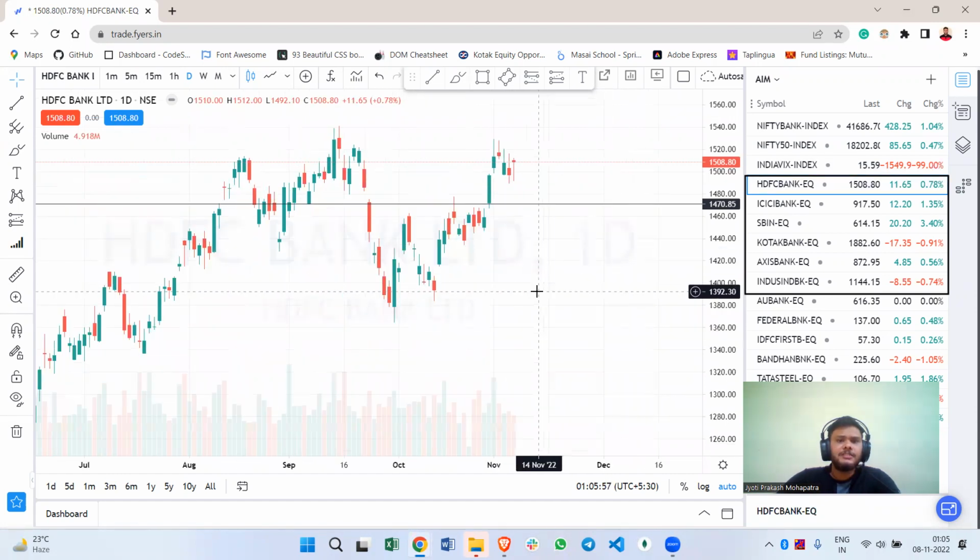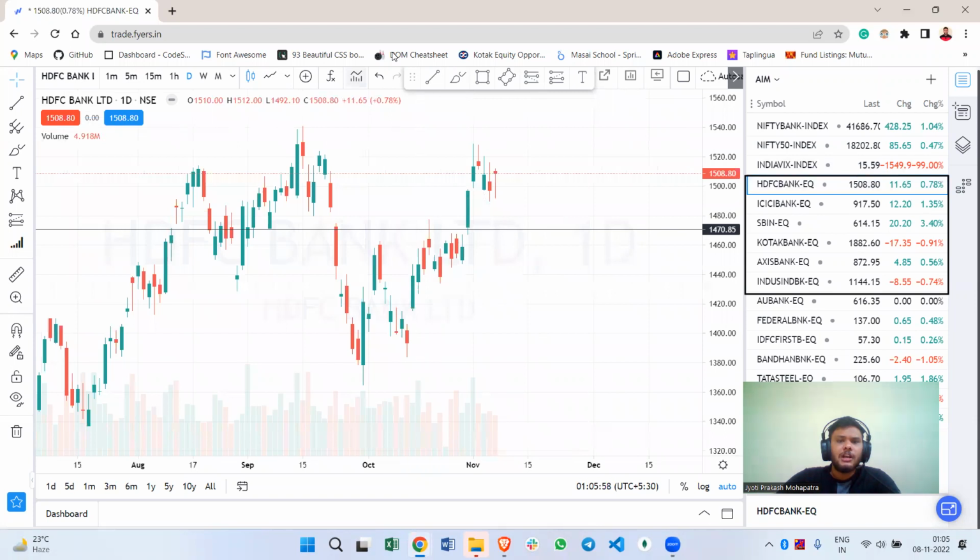And here you can see that HDFC Bank opens gap up, and after that it continuously goes down and trades around 1490, but it did not go down any more. After that it shows positive movement here, and it closes above the round level 1500. Now it trades around 1580.